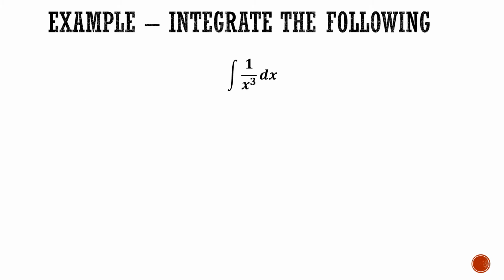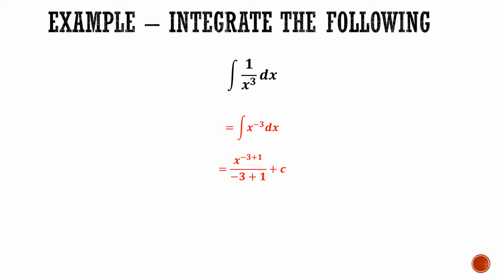All right, so example 1, we have integrate the following: the integral of 1 over x cubed dx. So first thing I'm going to do is rewrite this. I don't want it to be 1 over x cubed. I'd rather rewrite it as the integral of x to the negative 3 dx. Once I rewrite this, I'm going to go ahead and integrate it. So I'm going to add 1 to my exponent and then divide by that new exponent. So I did negative 3 plus 1, and then I divided by that negative 3 plus 1.